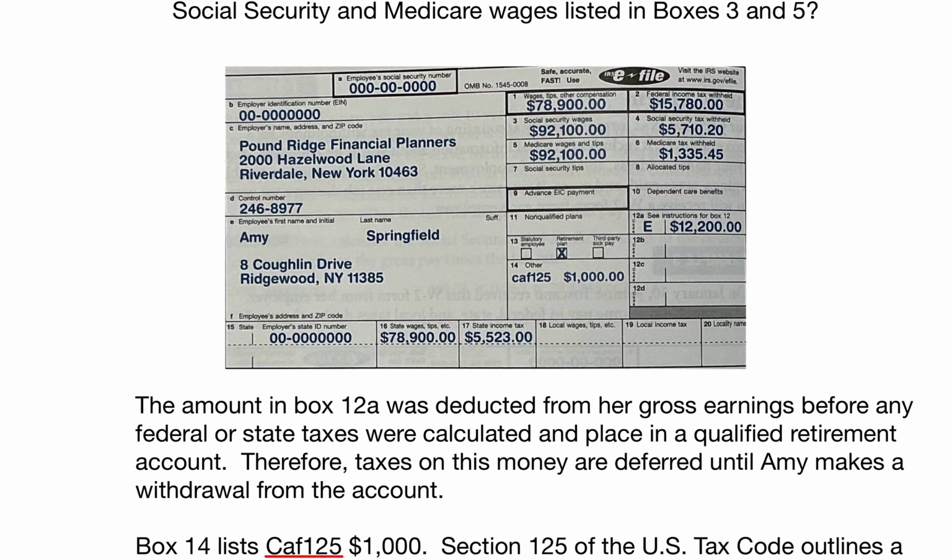Okay, and because this was money taken out before taxes were calculated, what this means is that this money is considered tax deferred, meaning it's not taxed now, it's put into a retirement account, and at the time of withdrawal during retirement, then the amount will be taxed, okay?